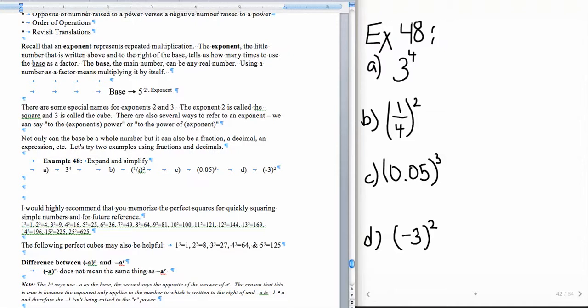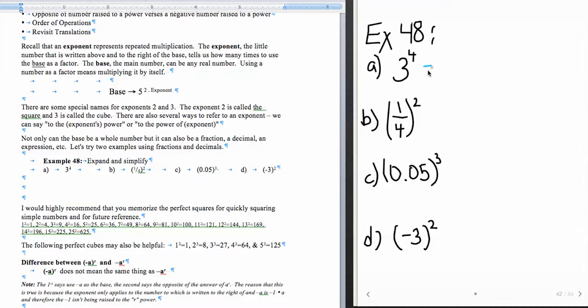So let's do some practice problems. Example 48, we're going to be raising 3 to the 4th power. So the first thing that we want to do here is expand that. So this means 3 times 3 times 3 times 3, and then we'll just go about the multiplication. So 3 times 3 we know is 9, and 3 times 3 we know is 9, and then 9 times 9 is 81. So 3 to the 4th power gives us 81.